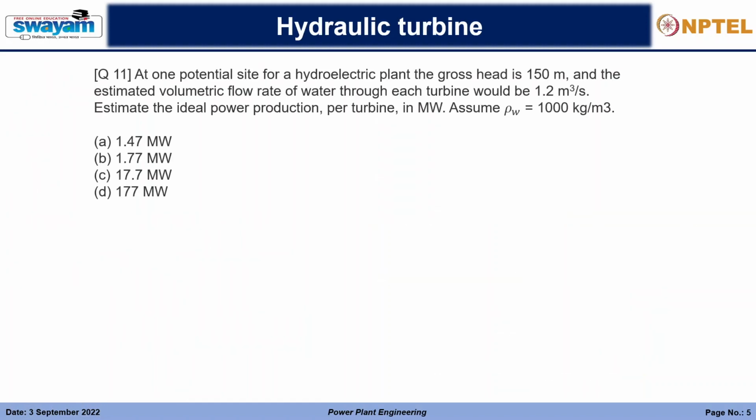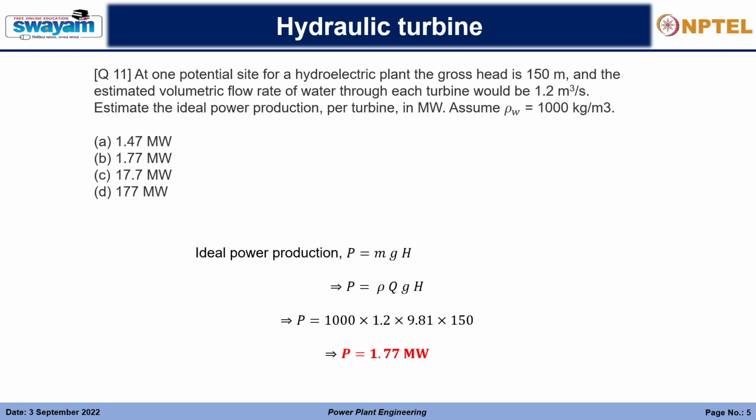Then, this one is related to the hydraulic turbine. This is completely easy, I think. At one potential site for a hydraulic plant, the gross head is 150 meters, and the estimated volumetric flow rate of water through each turbine would be 1.2. Find the ideal power production per turbine. If there are no losses, the efficiency is 100%.